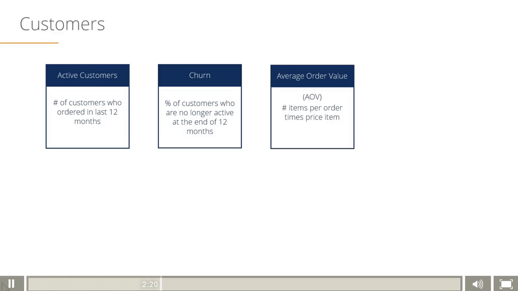The average order value, or sometimes also referred to as average order size, is the number of items per order times the price per item. This is the average checkout value.